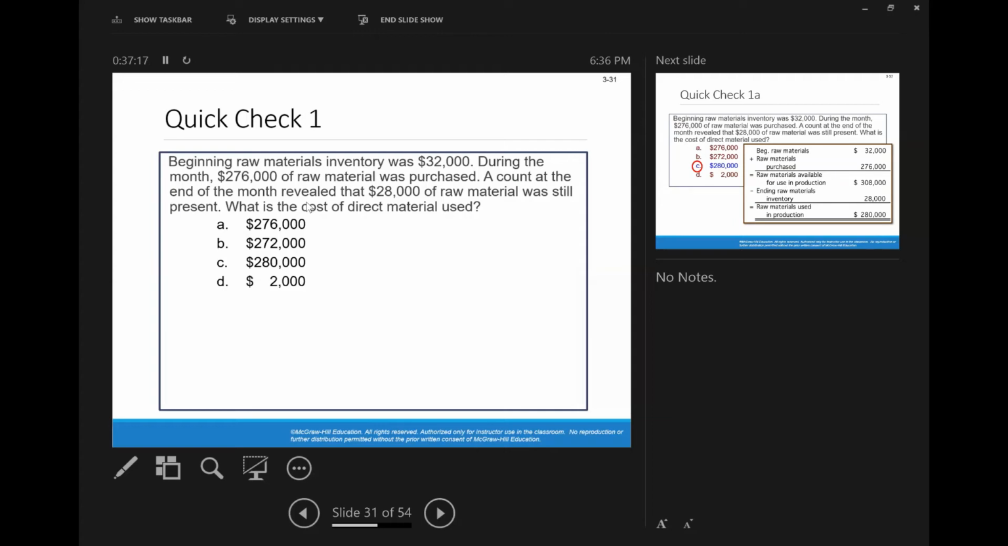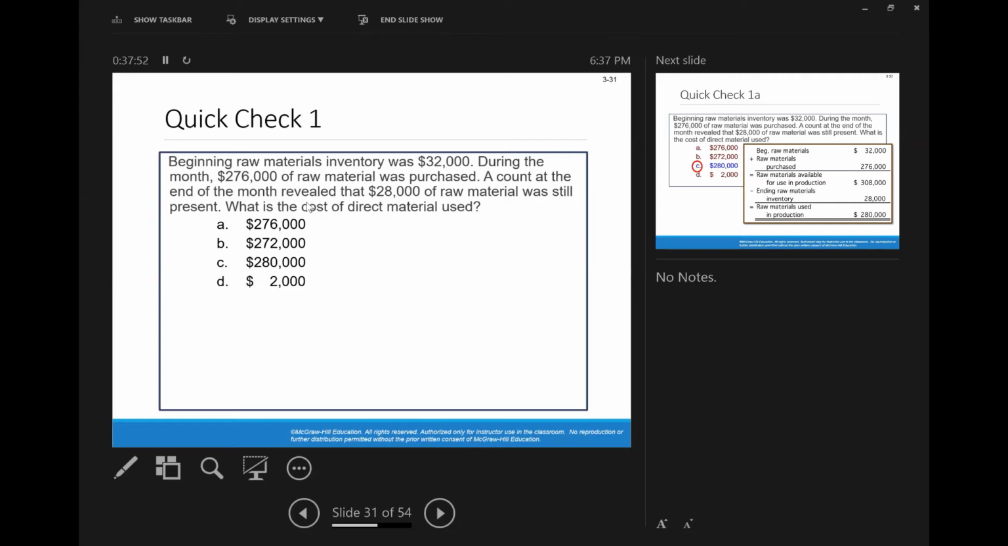Okay. So we have beginning raw material inventory at 32,000. During the month, we have 276,000 of raw materials that we purchased. And then the count at the end of the month reveals that we have 28,000 of raw material, which is still present. So I have a beginning balance, and I've purchased. So am I adding or subtracting? Adding. I have what's available, and then it's given me what my ending inventory is. So I need to calculate what was being used, what materials were being pulled out.